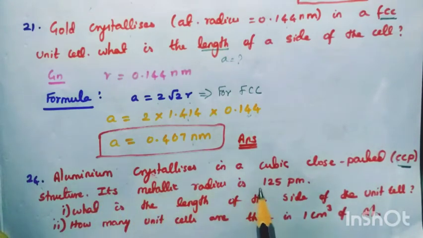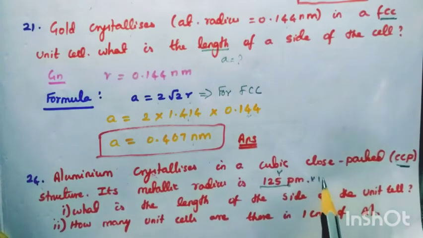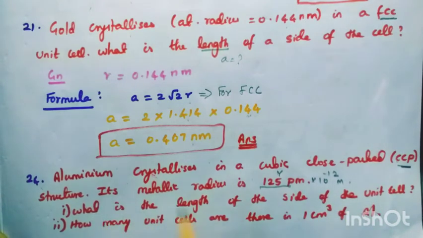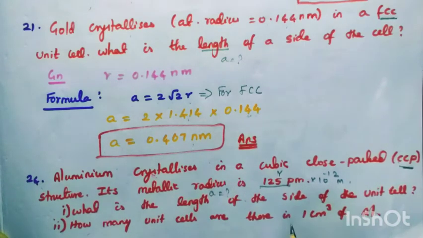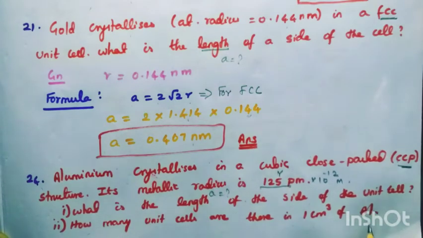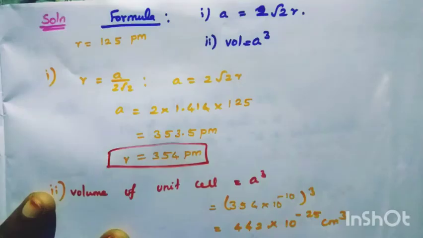So next problem. Aluminium crystallizes in a cubic close pack, CCP, arrangement. Its metallic radius R is given, that is 125 pm. Picometer means into 10 power minus 12 meter. So what is the length of the side of the edge, that is A, calculate. How many unit cells are there in 1 cubic centimeter of aluminium? So we are going to calculate the edge length and the number of unit cells.